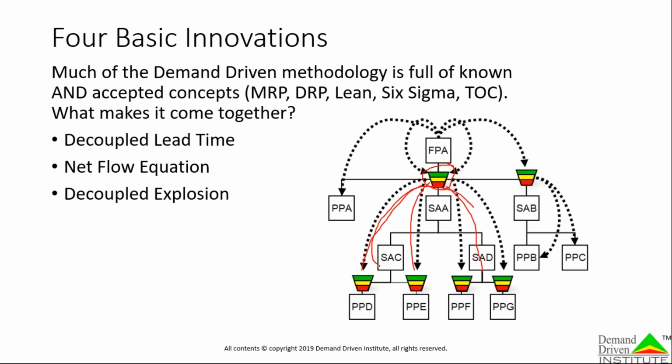You can see here, if it does need resupply, we explode back through the bill to the next decoupling points. In other words, this connection right here, SAA to SAC and SAD, works exactly the same as MRP, except when we blow through SAC and SAD, we get to decoupled purchase components, and that stops the explosion. So decoupled explosion is a major aspect of DDMRP.